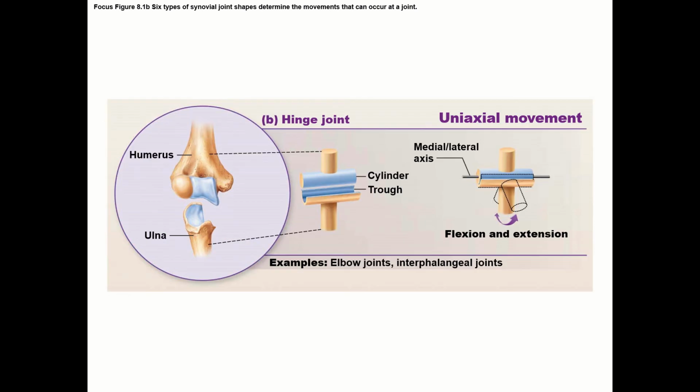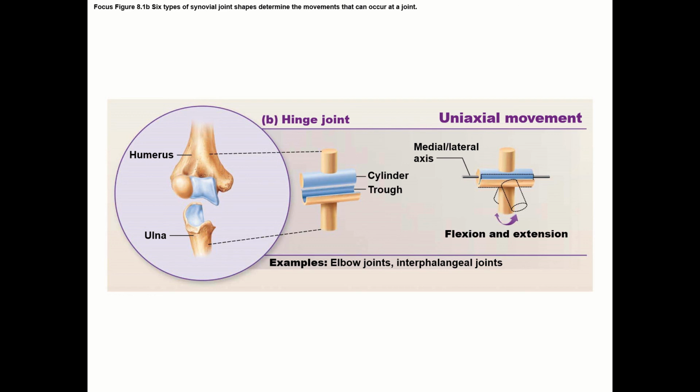Hinge joint. So you can see there that you have a cylinder and a trough. And so the primary example of a hinge joint is the humeral-ulnar joint, that primary hinge joint of the elbow they talked about. So the cylinder is the trochlea, the trough is the trochlear notch, and so the trochlear notch wraps around the trochlea, makes for a fairly stable joint, and it only allows for 1 degree of freedom.